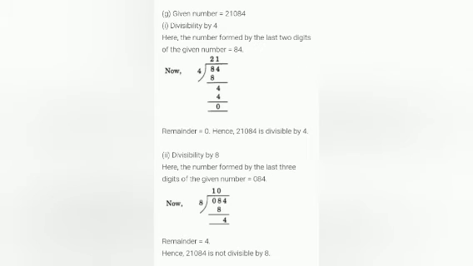See the next question, 21,084. Do the divisibility test of 4, so the last 2 digits 84 divided by 4, the remainder is 0, so this is divisible by 4. To do it with 8, take the last 3 digits, 084, the remainder comes as 4, it is left over, so it is not divisible by 8.